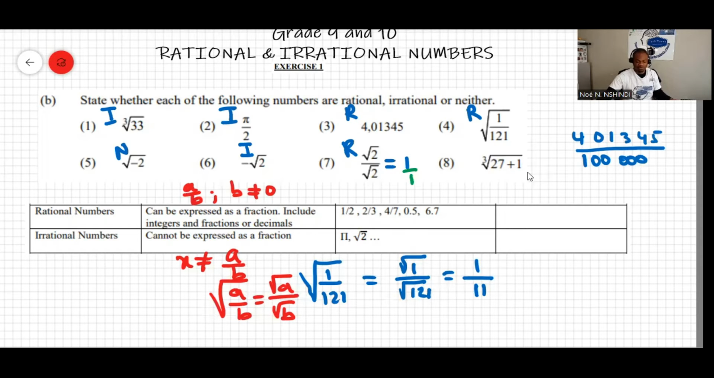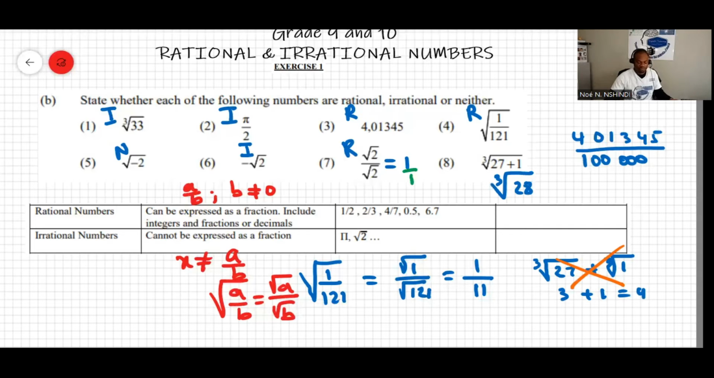Okay, and then here we have the cube root of 27 plus 1. Now, let me warn you, there's a common mistake students make. Students usually may say, this is the cube root of 27 plus the cube root of 1, and then they say this is 3, and that's 1, and then it's equal to 4. This is very wrong. We don't do that. Okay, we can't split the radical sign for a sum of radicands here. This is equal to the cube root of 28.